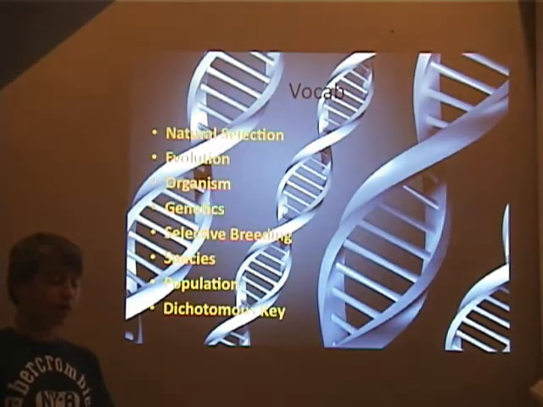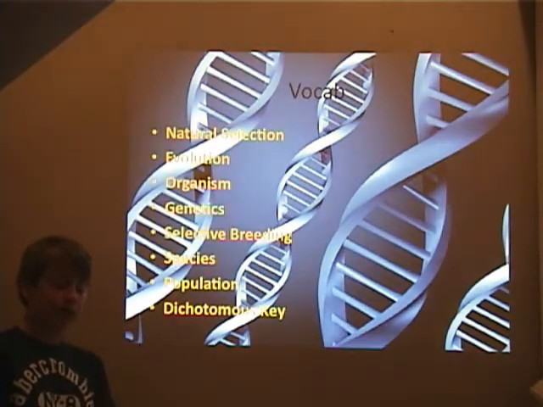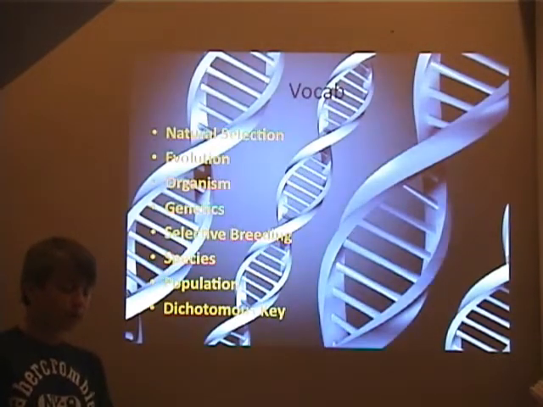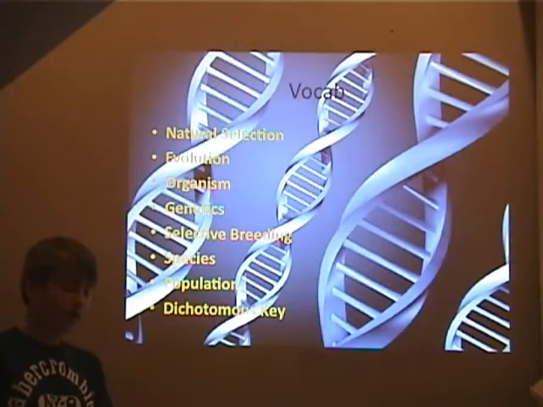The third one is an organism. This is a form of life considered as an entity, an animal, a plant, or a fungus. The fourth one is genetics. This is essentially just the science of heredity, dealing with resemblances and differences of related organisms resulting from the interaction of their genes and the environment. Fifth one, this is a very important one, is selective breeding. This is the process of breeding plants and animals for particular genetic traits. This is very popular in many scientific fields.